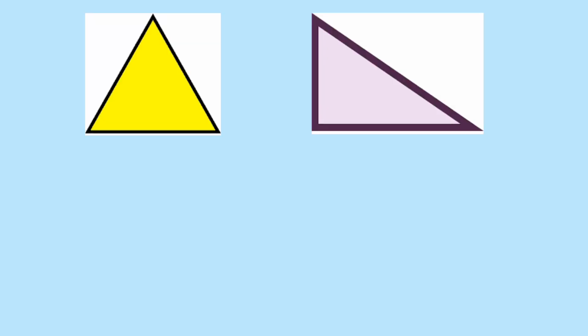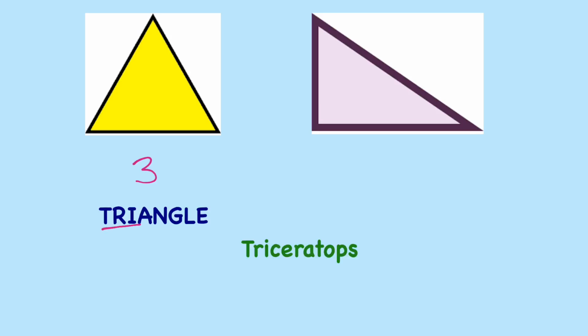Let's look at some more polygons. This shape has 3 straight sides. And a 3-sided shape is called a triangle. This first part of the word, tri, actually means 3. You might recognise the word triceratops, which is a 3-horned dinosaur. Or you might have heard of a trident, which is a 3-pronged weapon. So just remember that the letters tri mean 3.